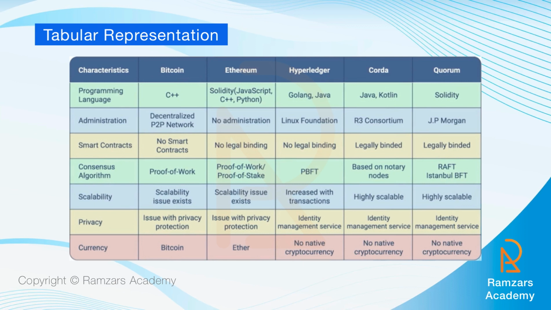Smart contracts on Ethereum are developed using Solidity, which is influenced by JavaScript, C++ and Python. Hyperledger Fabric uses Golang and Java. Corda is created in Kotlin, a simplified version of Java. And Quorum, a blockchain based on the Go implementation of the Ethereum blockchain, also uses Solidity. Next point: administration. Bitcoin is administered through a decentralized peer-to-peer network.